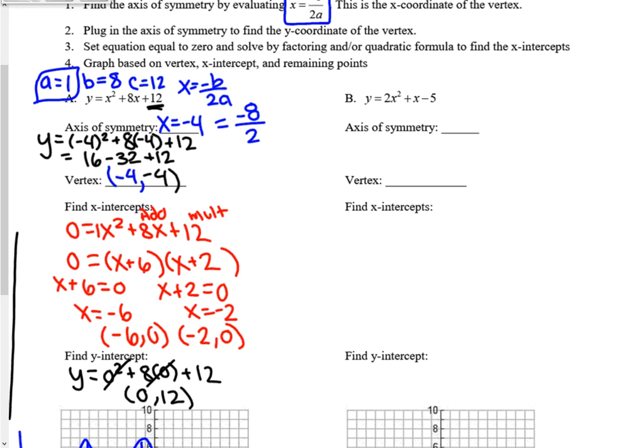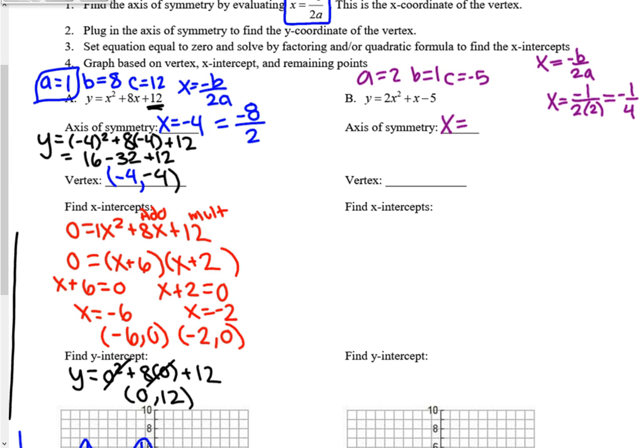So over here on B, again, it asks for my axis of symmetry first. So I'm going to use my negative b over 2a formula. And this one, my a value is 2, my b is 1, and my c is negative 5. So x equals negative b, so negative 1 over 2 times 2. Be sure to simplify your denominator first, especially if you're plugging this in your calculator. 2 times 2 is 4, so my x value here is negative 1/4.